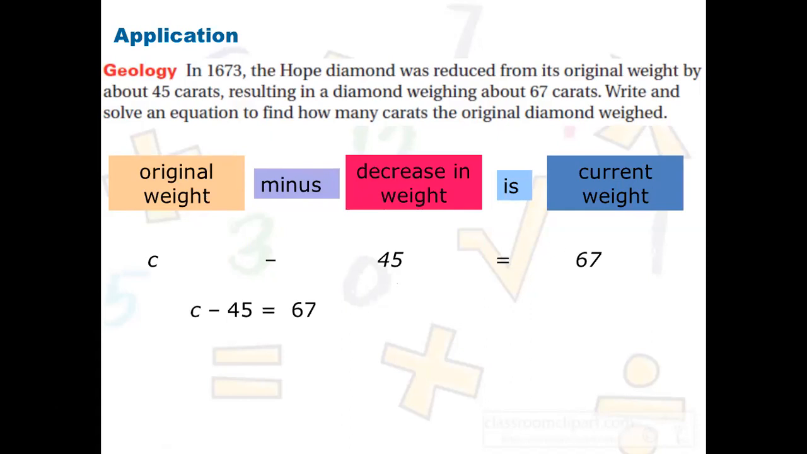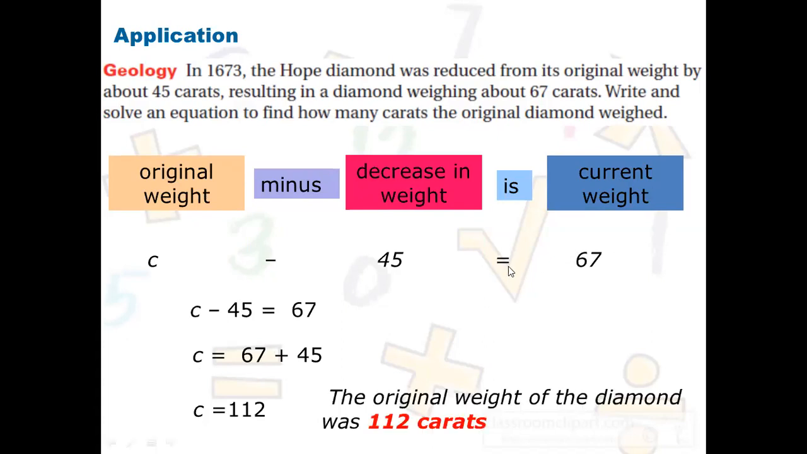I'm sure by now you must be very well aware how to solve these questions. So minus 45 becomes plus 45. So 67 plus 45 will give you 112. So the original weight of the diamond was 112 carats. It was quite a heavy diamond. All right. So this is how you interpret and solve problem solving.